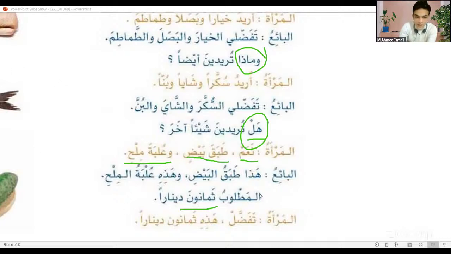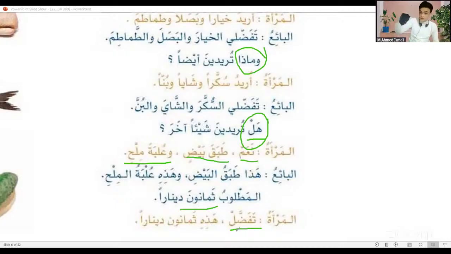And then the woman, المرأة, said تفضل. Oh wait, why did she say تفضل, not تفضلي? Because she spoke with a man now. So she's speaking with مؤنث. So she will say تفضل, and he will say تفضلي, because تفضلي is for مؤنث and تفضل is for مذكر. Don't forget that, please. And it's a really important word.